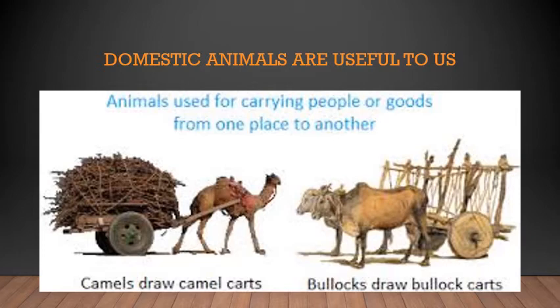Like the camels, camels draw camel carts. You can see in the first picture. Bullocks draw bullock carts. Draw means they pull. They are useful to us and they are helpful to carry the goods and people.